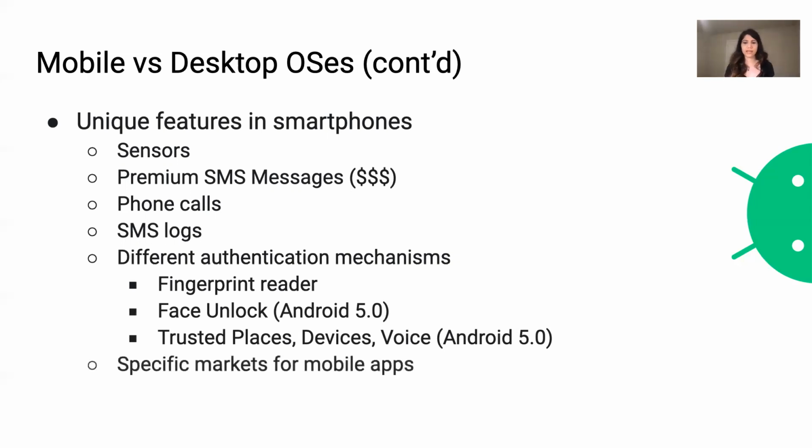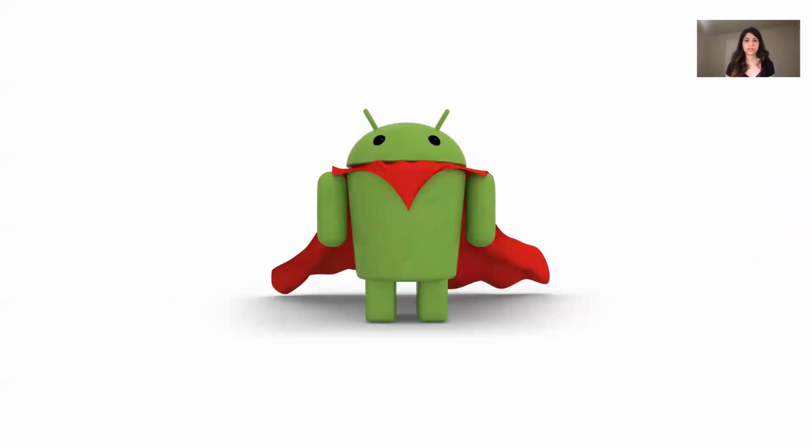Also, how you obtain applications on mobile platforms is different. We have specific markets for mobile applications, and this provides a new avenue to implement different security features. So in this talk, I will specifically focus on Android and its security internals, but similar concepts exist on the iOS platform as well, but we won't be covering them today.